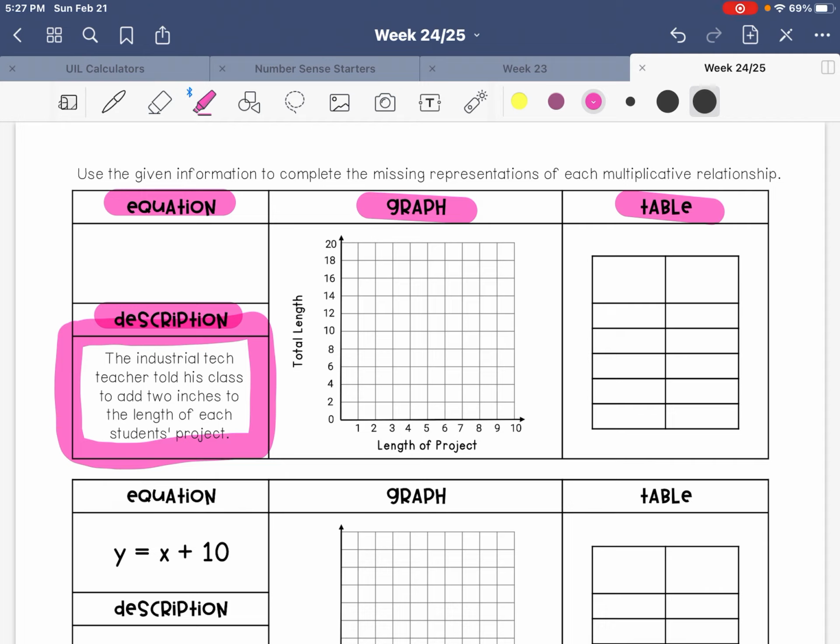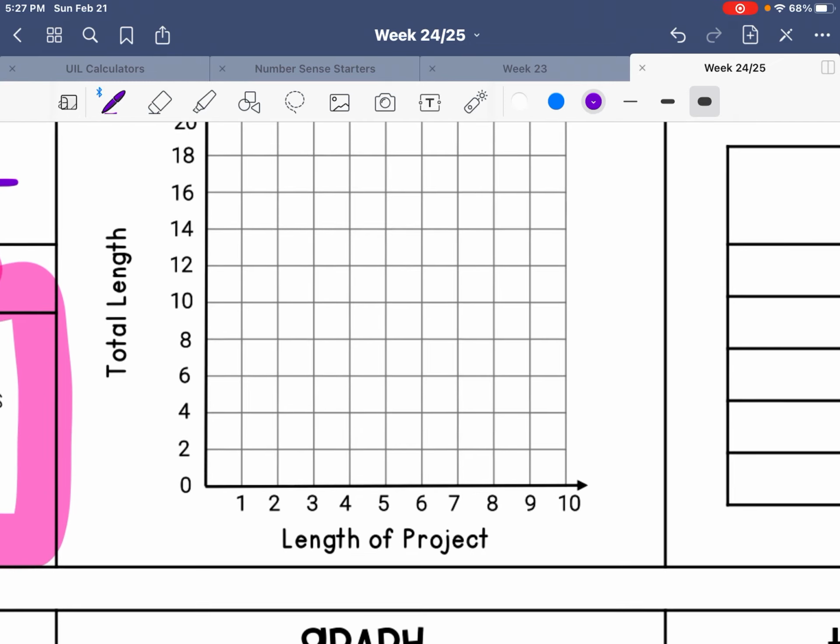The industrial tech teacher told his class to add 2 inches to the length of each student's project. Oh, that's easy. So we're adding 2. We can write our equation Y equals X plus 2. And then on the graph, I'll zoom in a little bit to that.